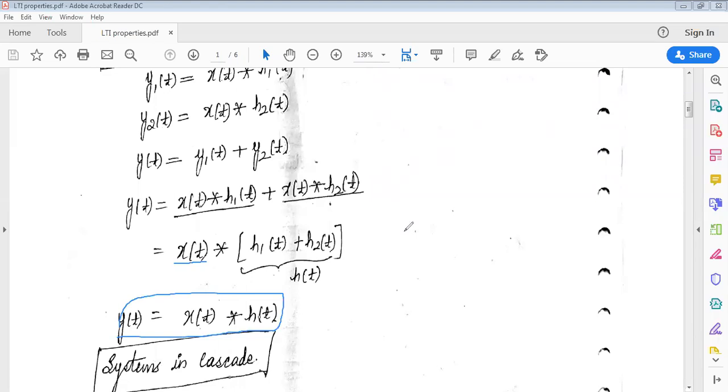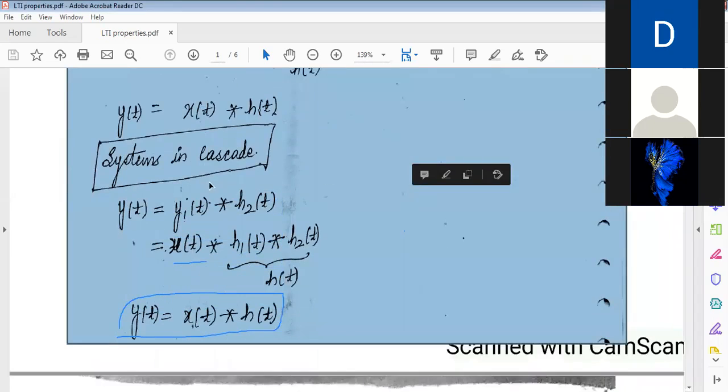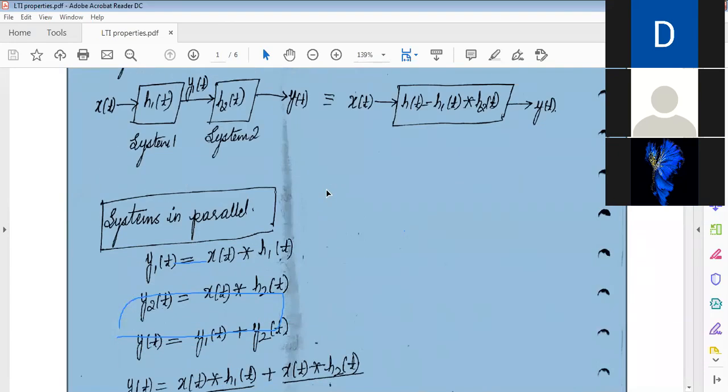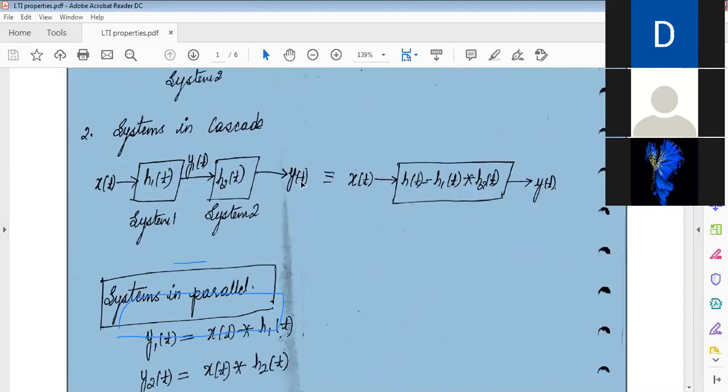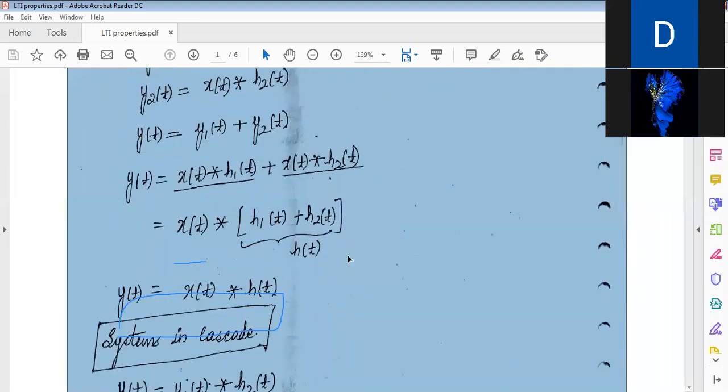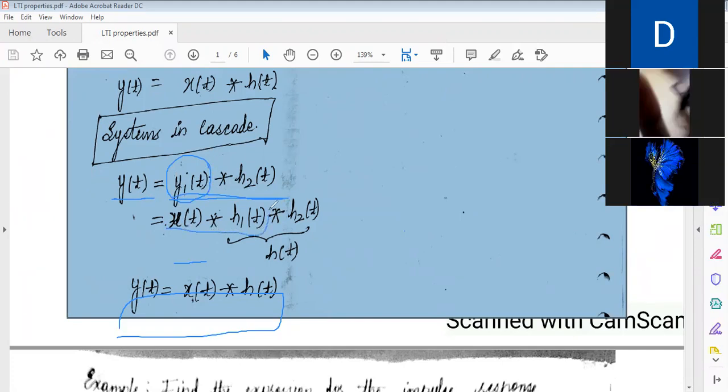Similarly, when the two systems are connected in cascade, what is the final output of the systems? y of t. What is y of t? Convolution of y1 of t and h2 of t. In turn, what is y1 of t? Convolution of x of t and h1 of t. See here, this is the final output y of t, which is the convolution of y1 of t and h2 of t. In turn, what is y1 of t? y1 of t is the convolution of x of t and h1 of t.